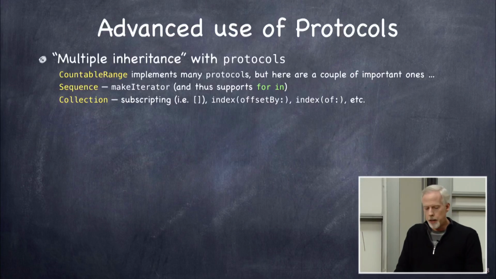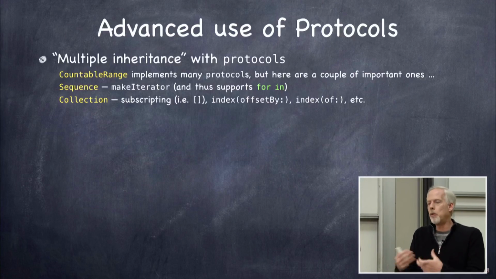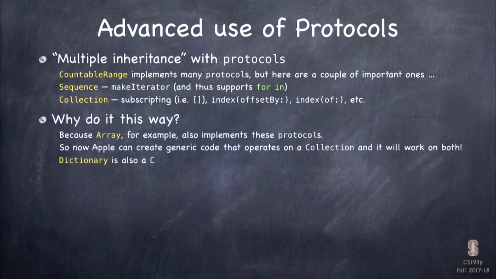Now, why do we do this? Why do we have countable range implement all these protocols? Well, because array implements all those as well. And so does dictionary and set and string. All these classes that are sequences of things or collections of things implement all these exact same things.